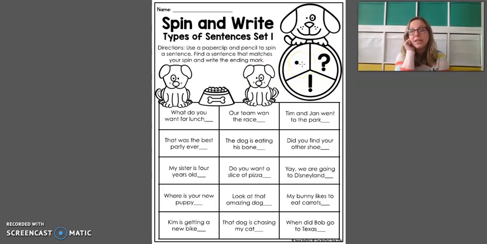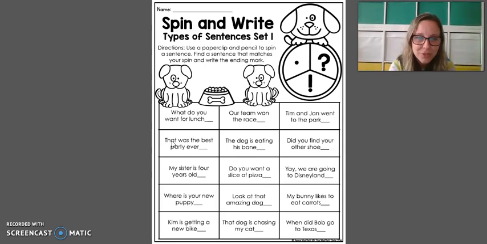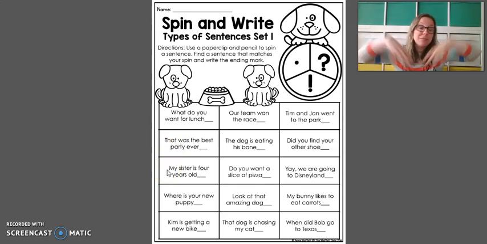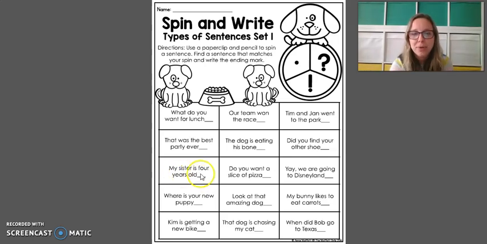Okay, we landed on a period this time. So now I'm going to go through and look for a statement. So the next one says, that was the best party ever. Well, I feel like that's an exciting sentence, so that should probably have an exclamation point. So I'm not going to do that one. My sister is 4 years old. Hey, that's a statement, right? I'm not telling it with a bunch of excitement. It's not the most exciting thing I've ever told anyone, and I'm not asking how old she is. I'm telling you, my sister is 4 years old. So I'll put my period there, and then I'll go back and spin again.